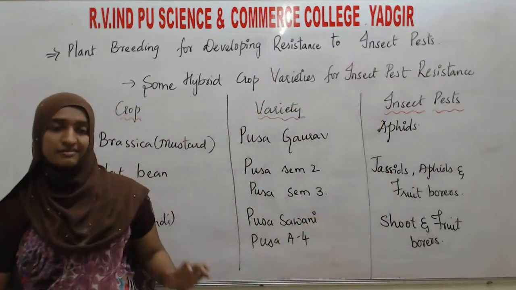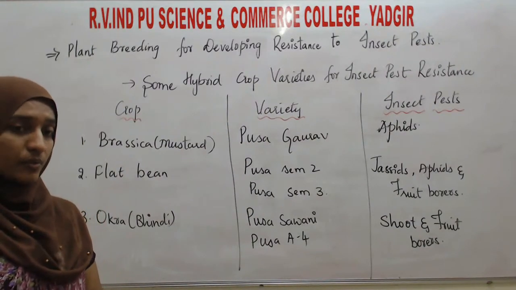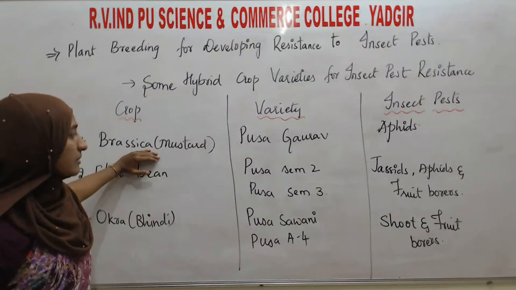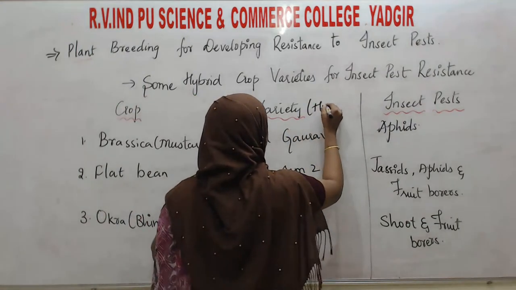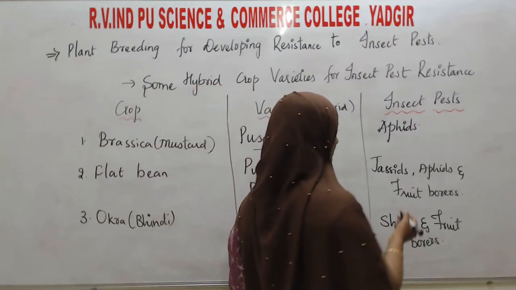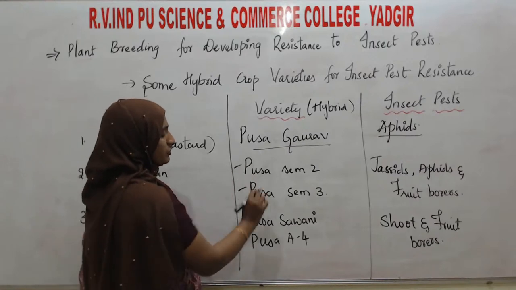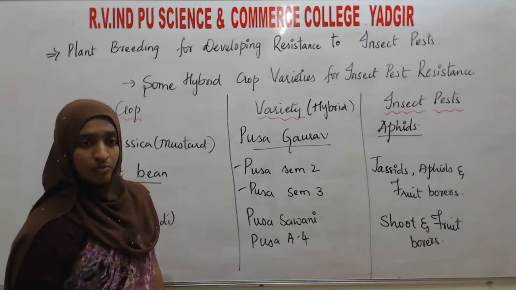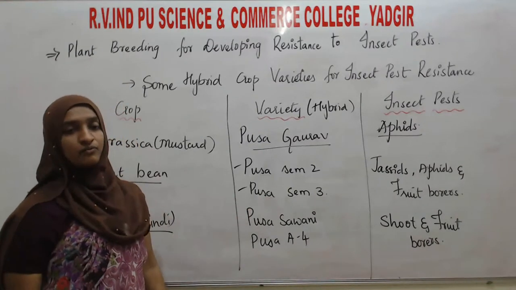Okay, so these are some examples of new varieties resistant to certain insects obtained after breeding. First one, the Brassica mustard plant. In the mustard plant, the hybrid developed after hybridization is Pusa Gaurav, and it is resistant specifically to aphids. The next, flat beans, Pusa Sem 2 and Pusa Sem 3, resistant to jassids, aphids and stem borers. And okra or bhindi, Pusa Sawani and Pusa A4, resistant to shoot and fruit borers.